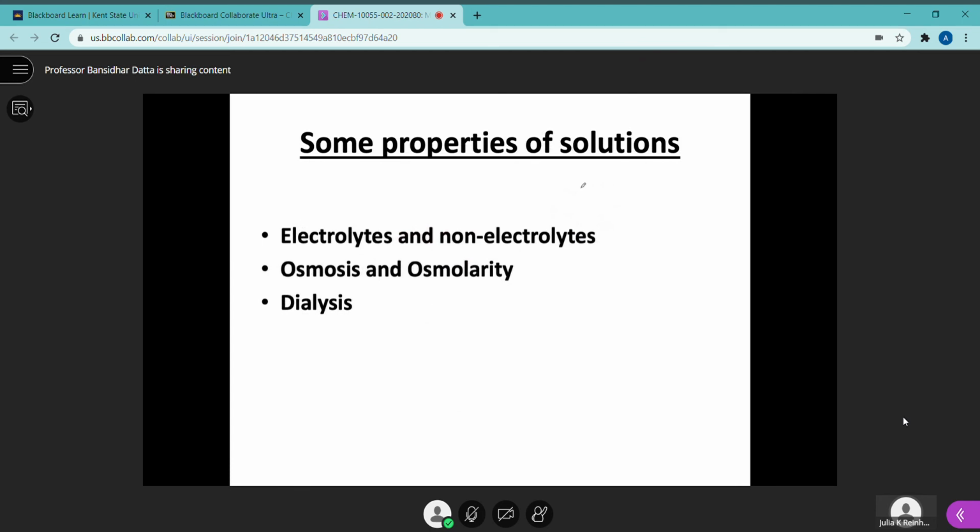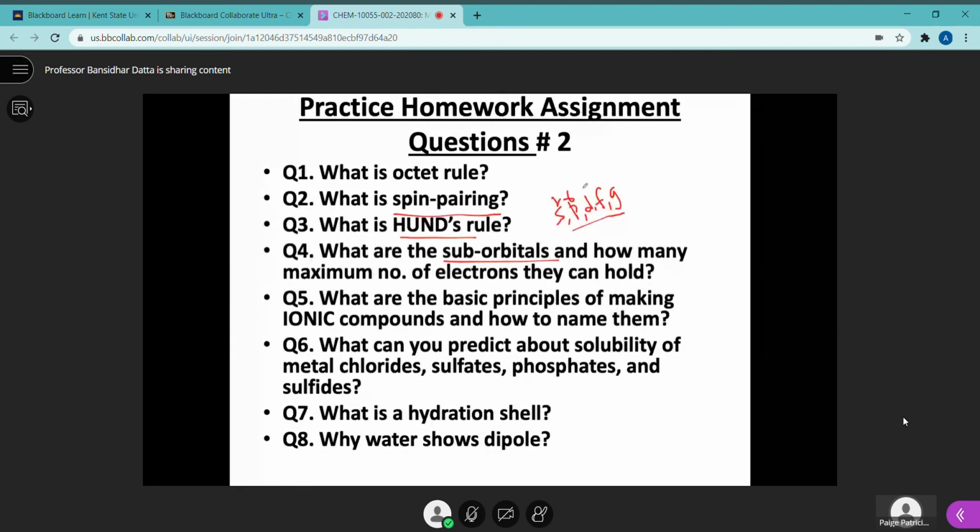D can hold 10. F can hold how many? 14. And G? 18. Very good. How do you remember? 2 plus 4, 6. 6 plus 4, 10. 10 plus 4, 14. 14 plus 4, 18. They increase by 4.